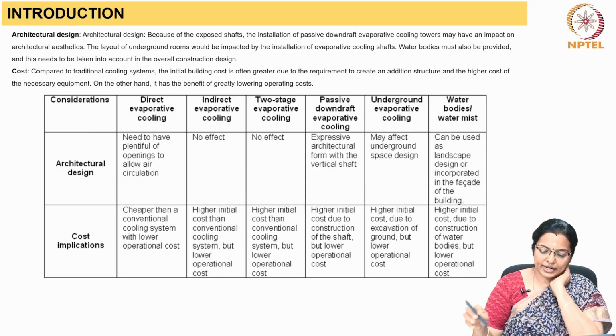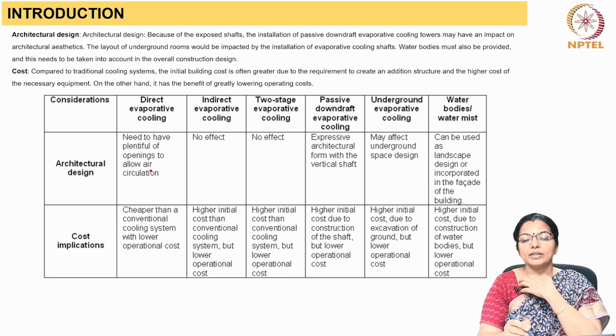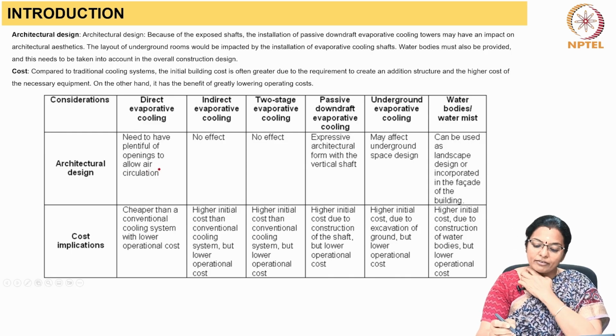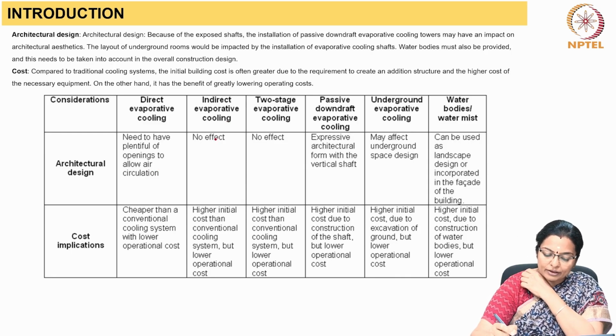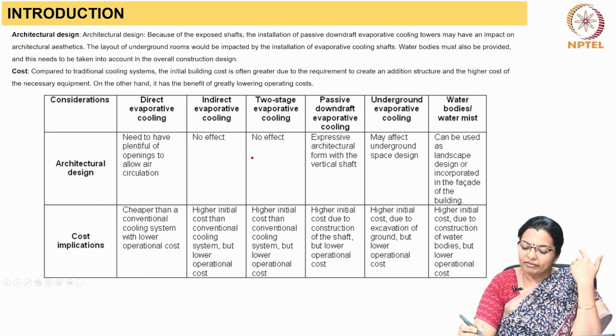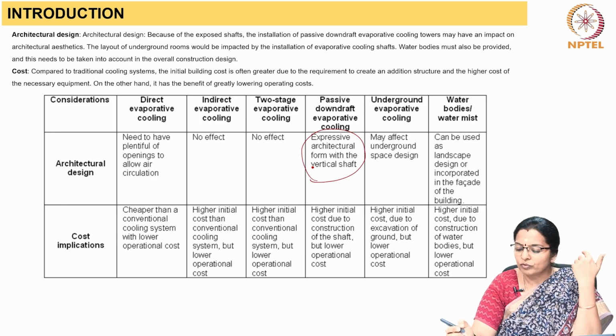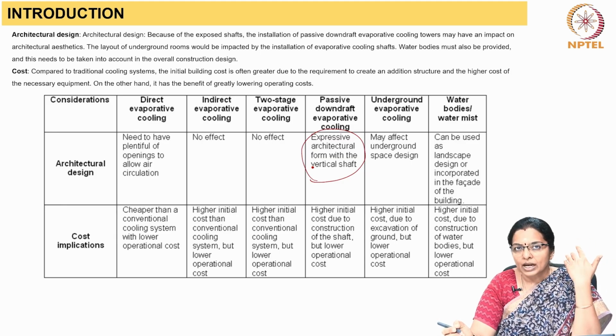If we look at direct evaporative cooling, then in terms of architectural design, we need to have lots of openings to allow air circulation. If we look at indirect evaporative cooling, there is no effect on the architectural design. Whereas in passive downdraft evaporative cooling, an expressive architectural form with a vertical shaft can be prominently seen, which we will also see in our case studies.